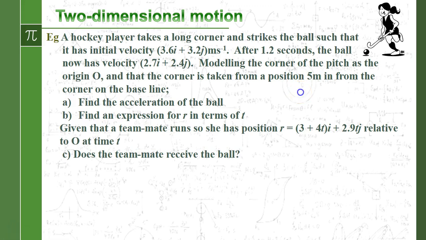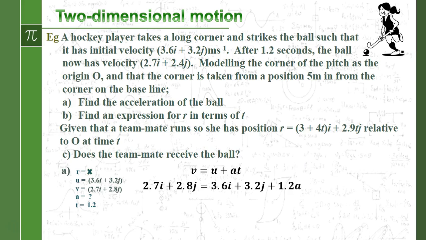So firstly, find the acceleration of the ball. So here we go with our SUVAT. Now we tend to use r as displacement instead of s, so kind of RUVAT if you want. Let's put in all the information that we know. There's u, there's v, the acceleration we don't know, and we do know t. So we're going to be using v equals u plus at to find our acceleration.